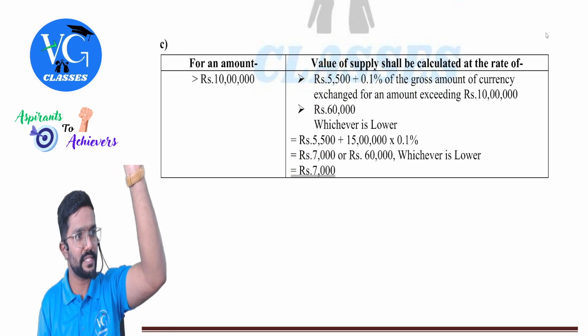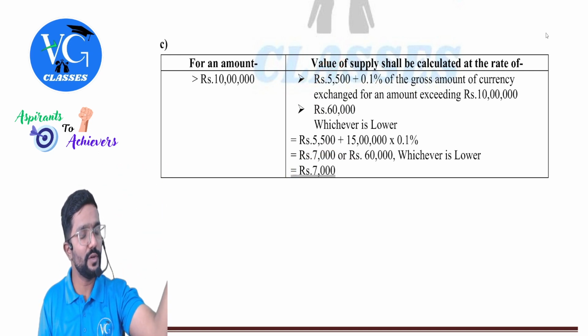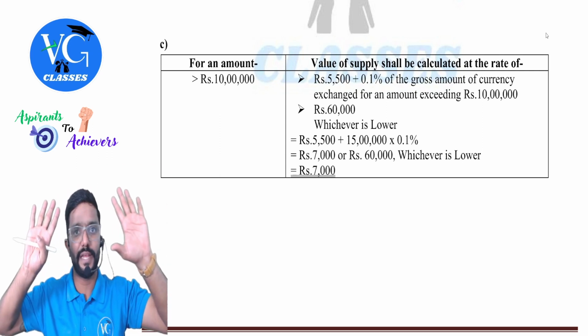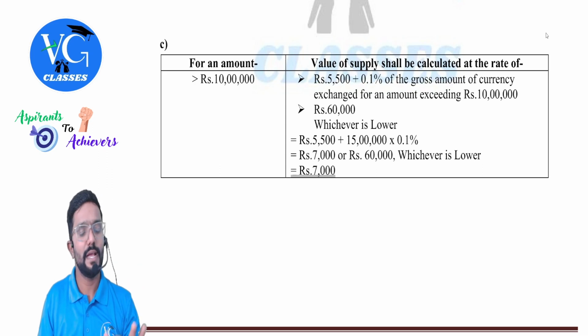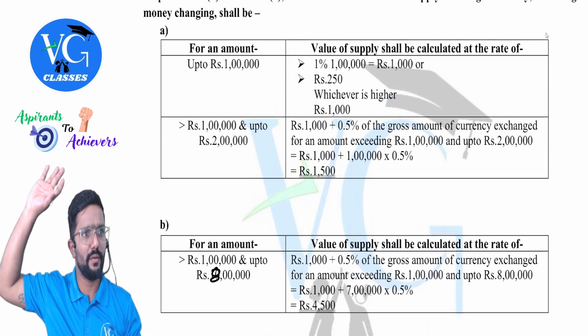For 1 lakh, first 1,000. From one more than 1 lakh to 10 lakh, which comes to 9 lakh. On that 9 lakh, it comes to how much? 4,500, as per the slab. You know, na? I have already shown the calculation.